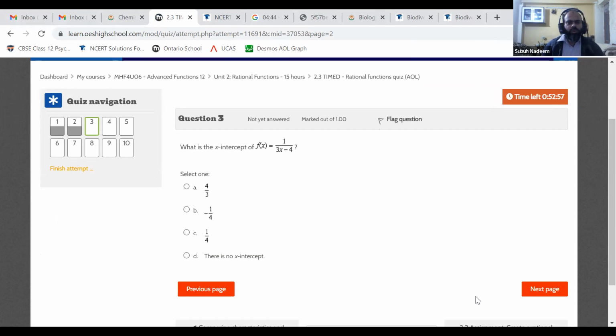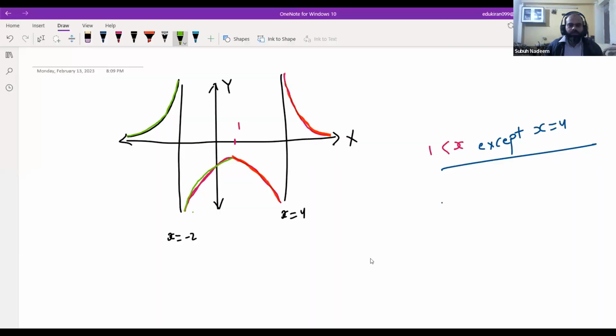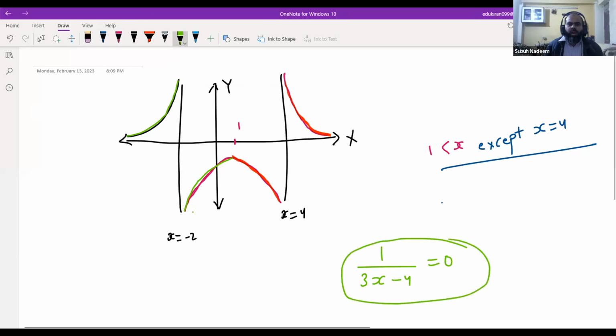What is the x-intercept? How do you find the x-intercept? When y equals 0. Yeah. So it'll be 1 by (3x minus 4) equals 0. Okay. So, is it 0, or is there no x-intercept? Yeah, there is no x-intercept. You can't get this as 0. This can never be 0. Okay.